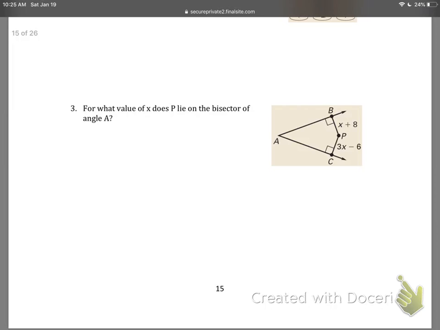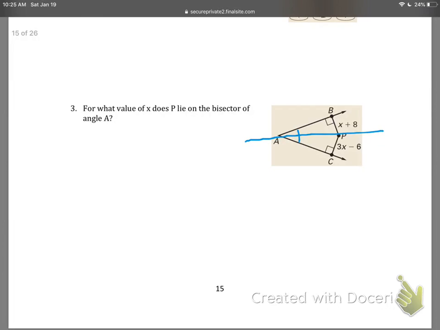Okay, our last example is very straightforward. We know that if the distance from P to B, so that's the perpendicular distance, if those distances are to be the same, then what must be happening is that ray PB must be an angle bisector for angle BAC. So for what value of x does P lie on the bisector of angle A?